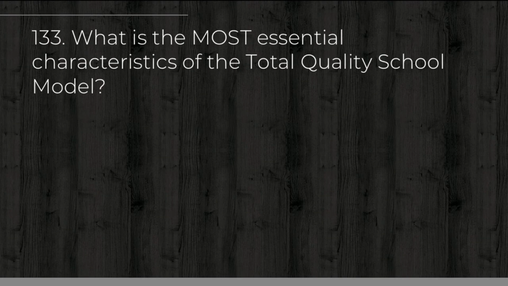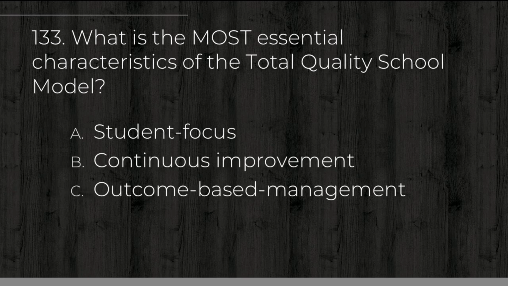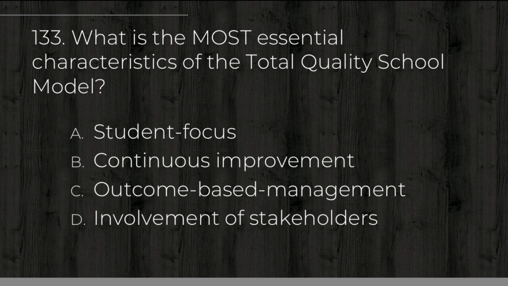133. What is the most essential characteristic of the total quality school model? Letter A, student focus. B, continuous improvement. C, outcome-based management, and letter D, involvement of stakeholders. So, your answer, teacher, is... that's very good, letter B. Total quality school model focuses on continuous improvement in teaching and learning.